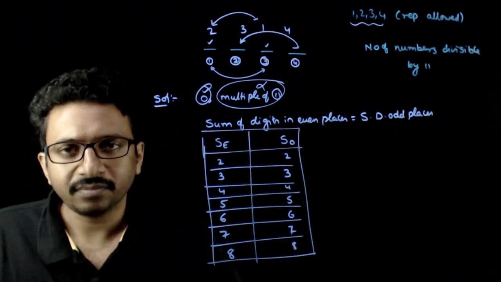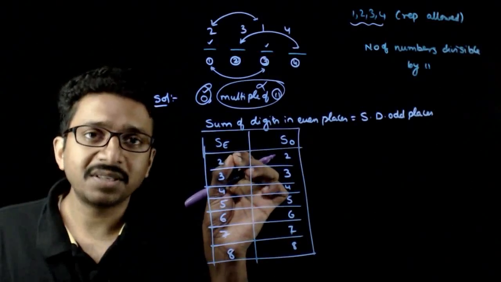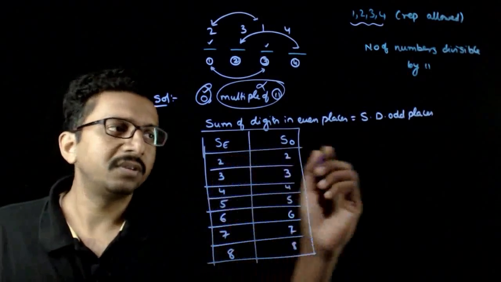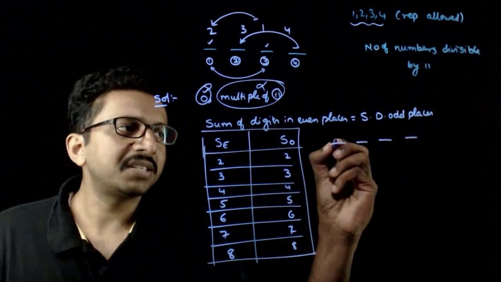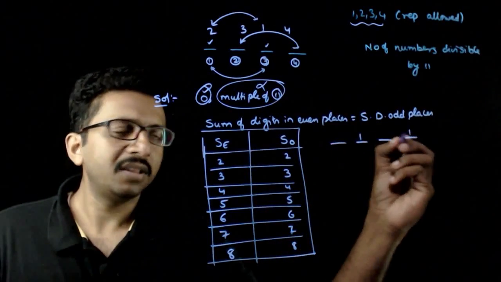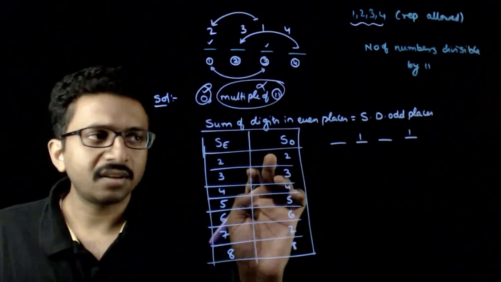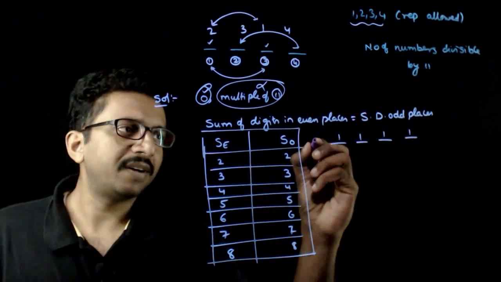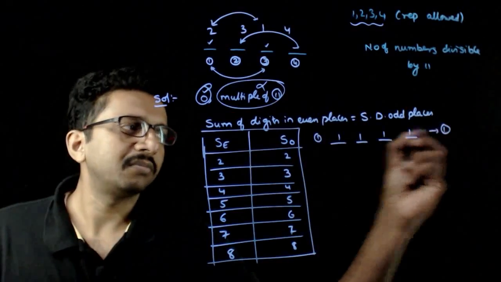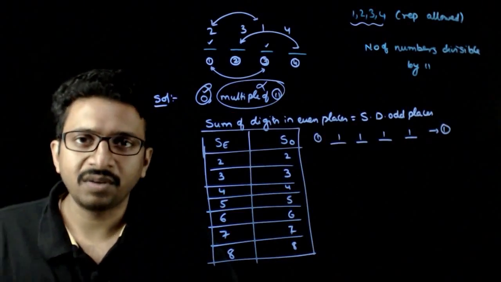So if the sum of numbers in the even places has to be 2, the even places have to be filled with 1 and 1. There is no other option. If the odd places sum is also 2, these 2 places also have to be filled with 1 and 1. So in the first case, you have only one option, only one number, which is 1, 1, 1, 1.